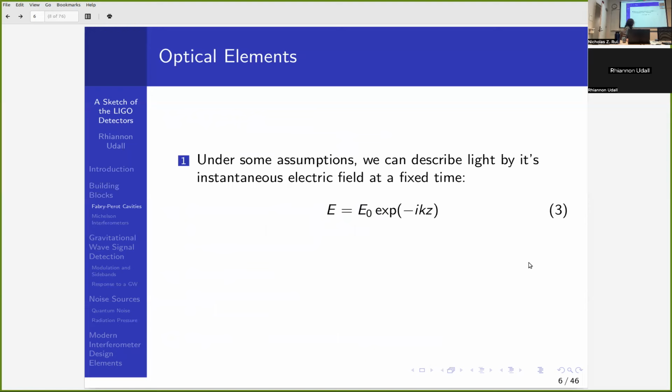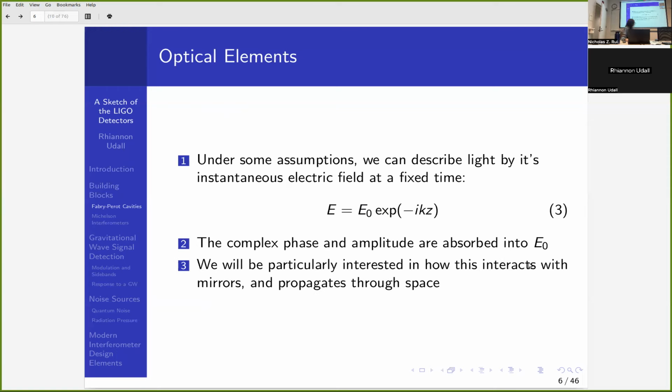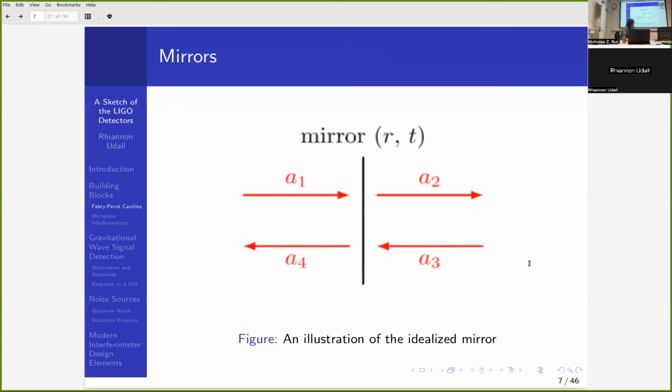Okay, so we have our electric field from a laser beam, and we're going to absorb the phase and the amplitude into E naught. And we're going to have the propagation with distance based on some wave number. All well and good. Okay. So we want to know two things. We want to know how fields propagate, and we want to know how fields interact with mirrors. Obviously, fields can do other things. We will not be discussing that here. So a mirror. This is very cool and normal. You have field come in.